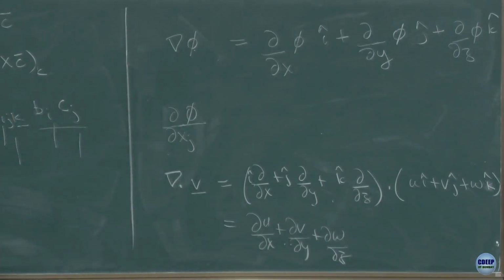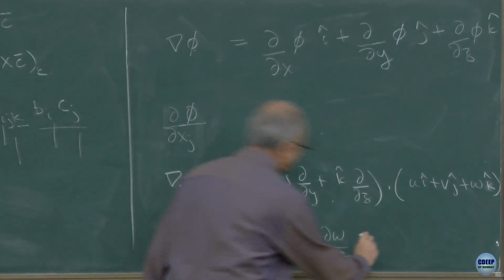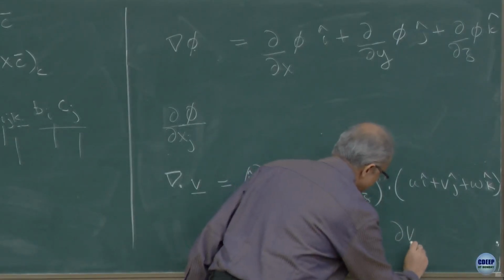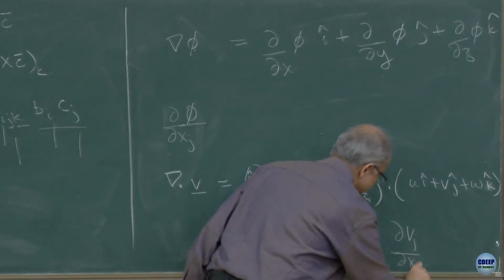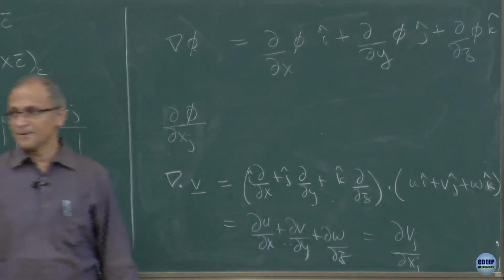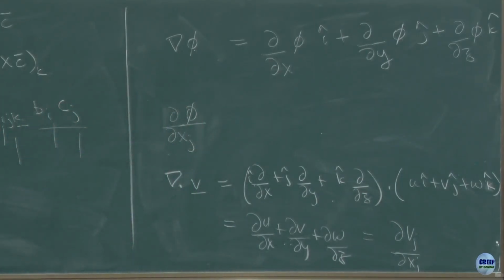And how will I write out this equation? Del vj by del xj. Right. So this is nothing but write it out as del vj by del xj.